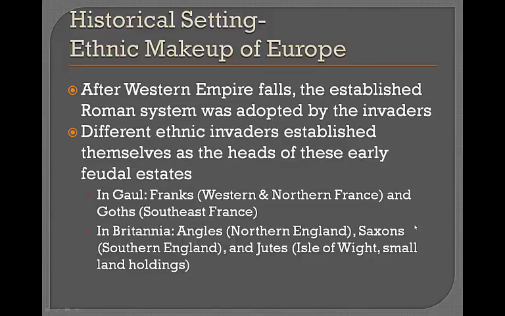Saxons, who are another Germanic tribe, take over southern England, Wessex, as it would become known. And Jutes are the smallest group, but they become the masters of the Isle of Wight and some smaller land holdings, again, on the periphery of England.